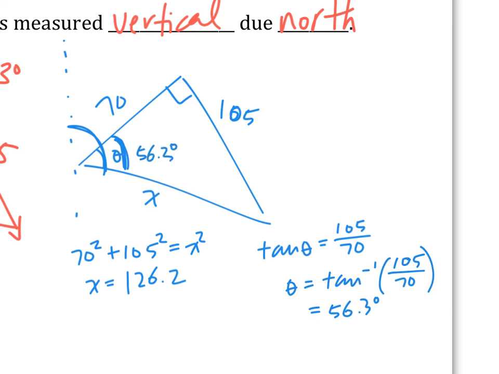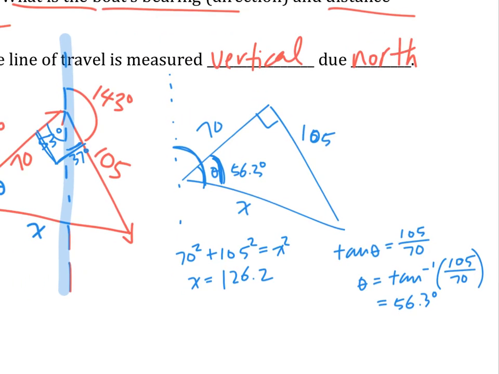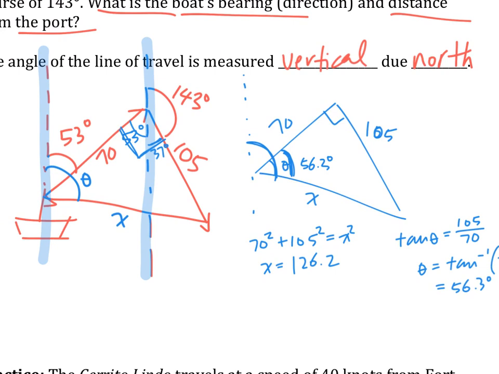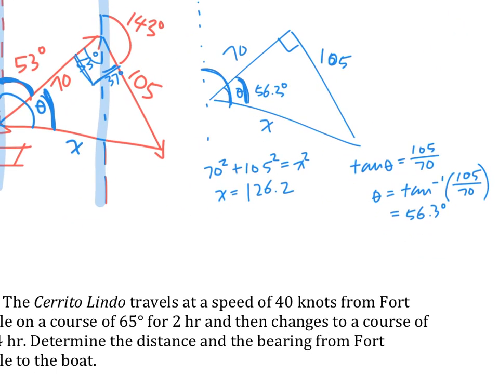But that's not the direction from the port. 56 is just that angle in the triangle, but what is it from the vertical? Yeah, 109.3, because it traveled 53 to begin with. This part is 56.3, so you have to add them together. Okay, so the actual angle, the true angle, is 109.3 degrees.